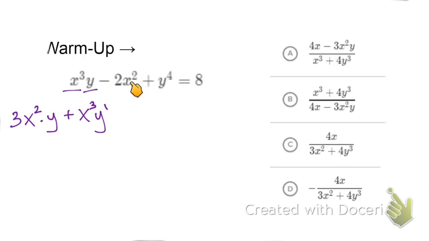This middle term, negative 2x squared, does not have any y's in it. So when we take its derivative, it just gets taken normally. What's the derivative of negative 2x squared? Negative 4x. Perfect.